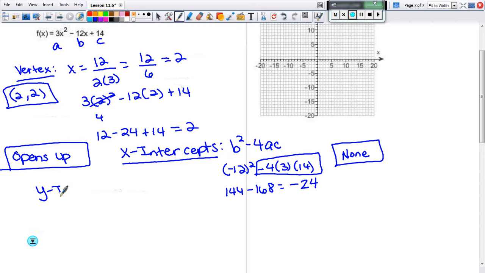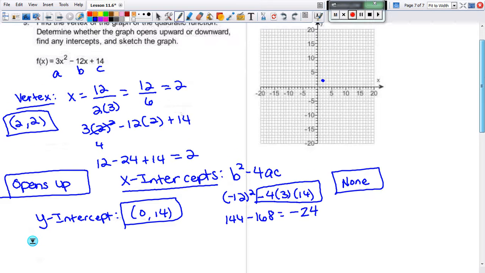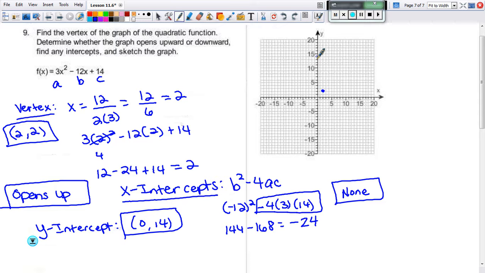And the y-intercept is 0 with the value of c. So the vertex is at 2, 2. There's no x-intercept, so you've got to use the y-intercept, which is at 0, 14. That's 2 units away from the vertex, so you've got to go 2 units on the other side. You connect them with a U, and you are finished.